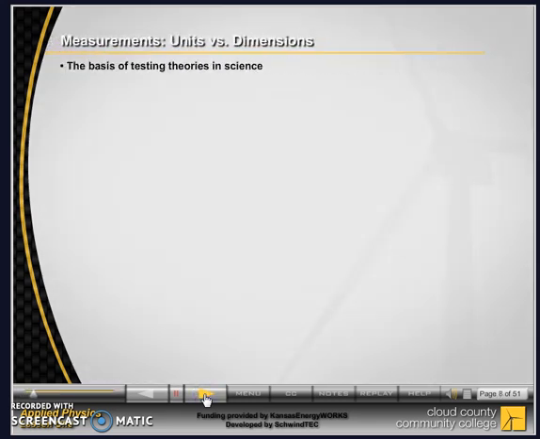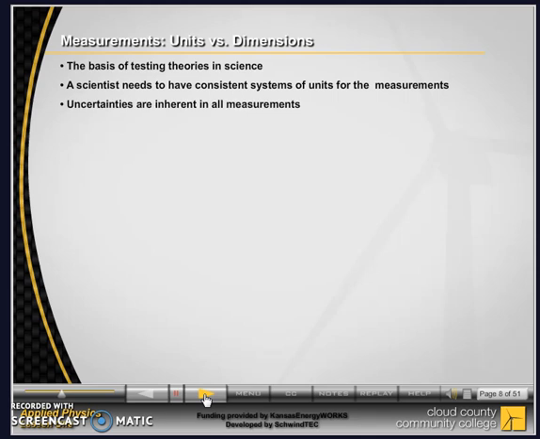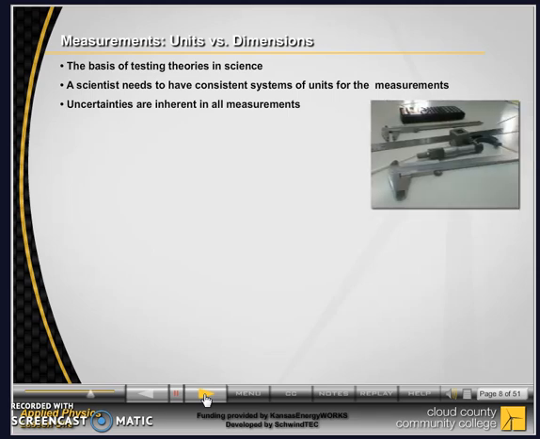Measurements form the basis of testing theories in science, and we need to have consistent systems of units for the measurements. Uncertainties are inherent in all measurements, so we need rules for dealing with the uncertainties. A calculator, vernier caliper, and micrometer are oftentimes useful measuring tools in the physics classroom.